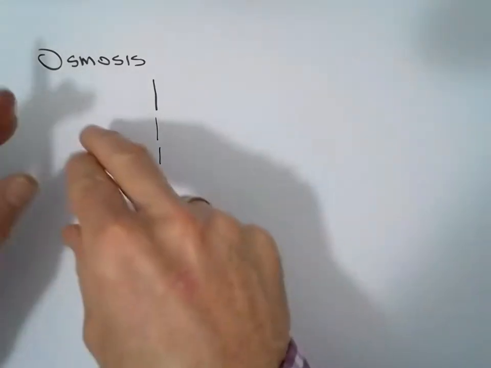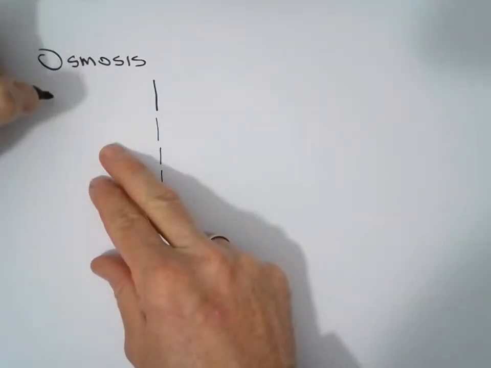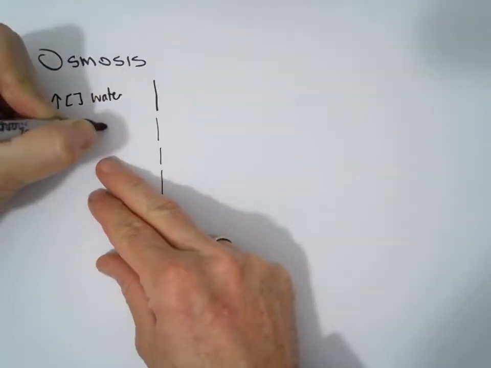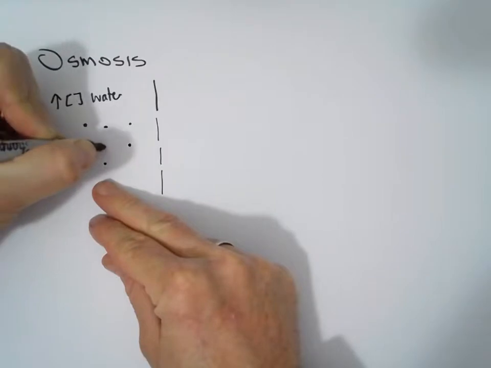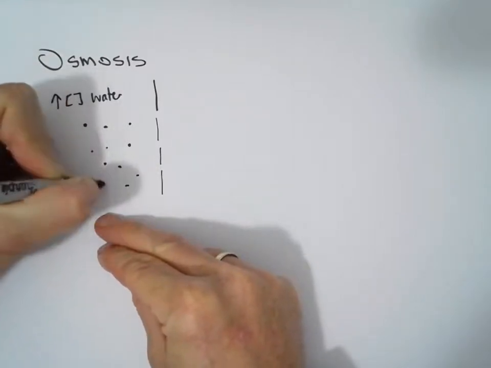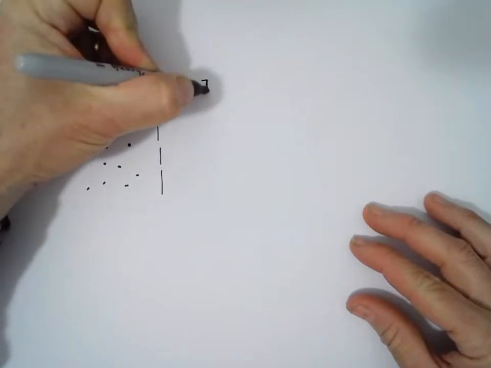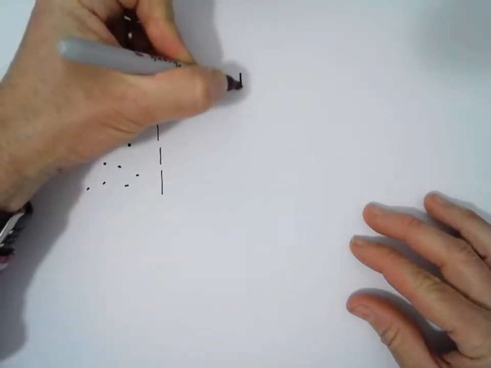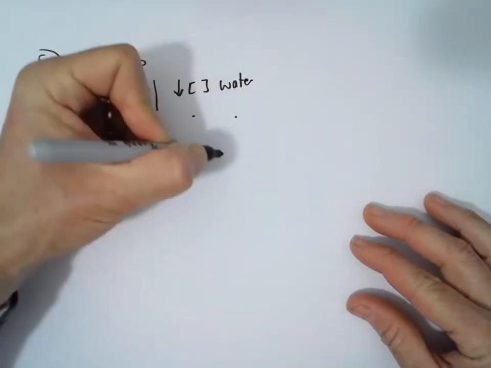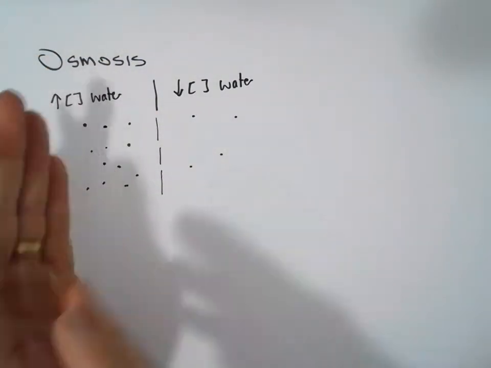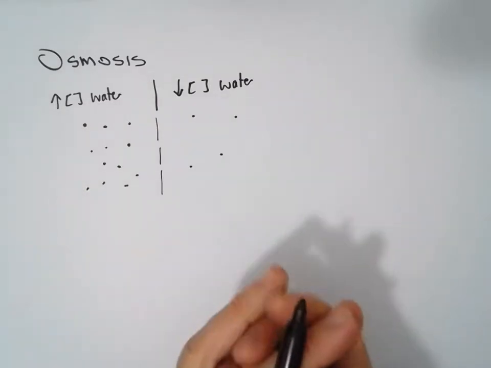So on one side of our membrane, we have got a high concentration of water molecules. Okay, so lots and lots of water molecules on this side. And on this side, we've got a low concentration of water. So we've got a concentration gradient. That means we've got a difference in the amount of water from one side to the other.